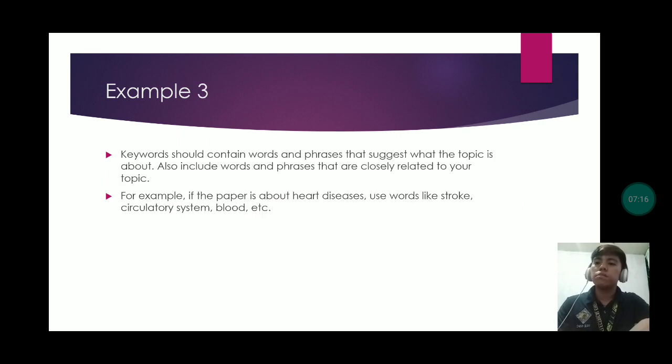Example number three: the keywords should contain words and phrases that suggest what the topic is about. Also include words and phrases that are closely related to your topic. For example, if the paper is about diseases, the researcher might use words like stroke, circulatory system, blood, and so on. That's all.